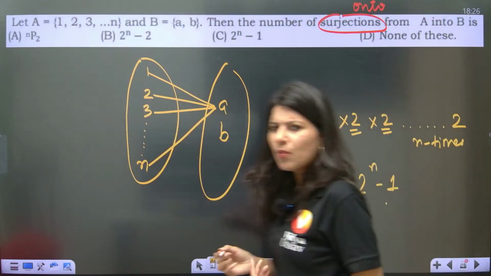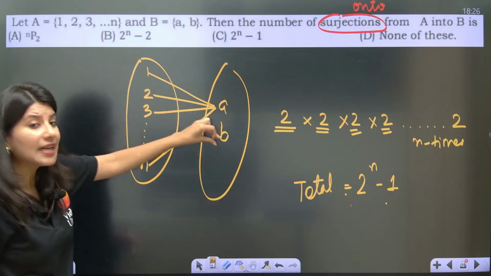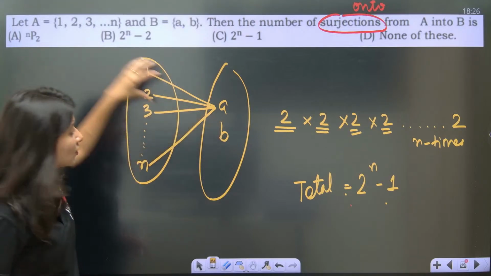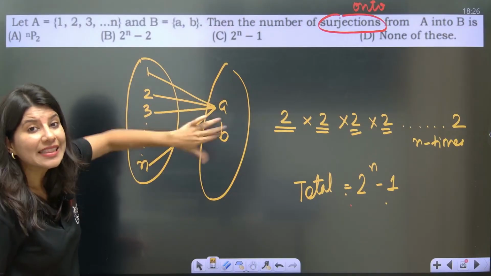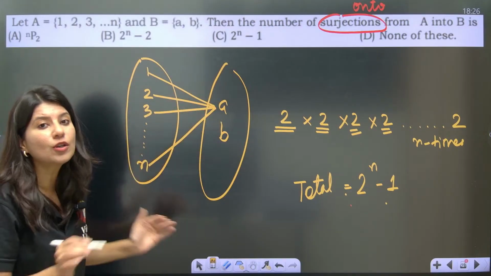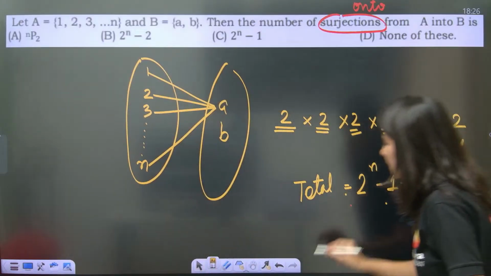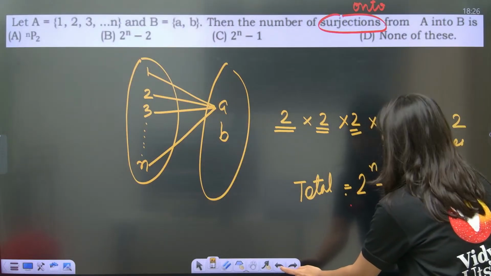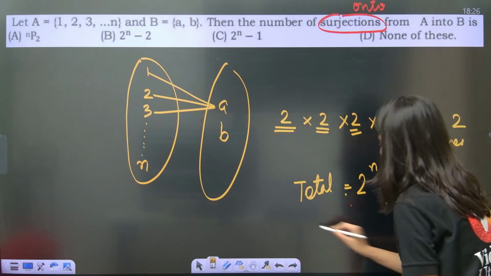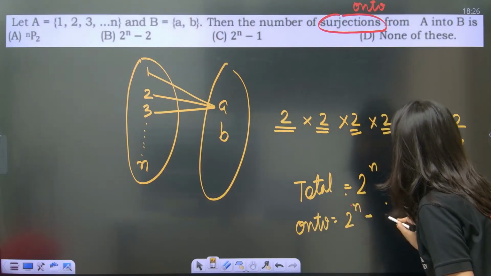Now there will be one more similar case where 1 will think that I will get attached to B. So everything will get attached to B. So A will be left out. In that case, again, not an onto function. So one more case I have to subtract. Now this is total minus number of not onto. So total is 2 raised to power n. Onto functions will be what? Tell me. 2 raised to power n minus 2.